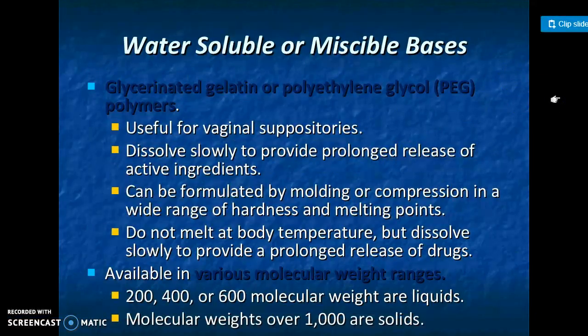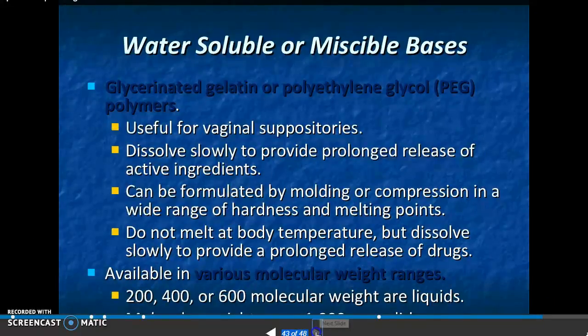Here again, we're talking about water-based, water-soluble or medicinal-based suppositories. You have glycerinated gelatin or polyethylene glycol polymers. They are useful as vaginal suppositories. They dissolve slowly. They can be formulated by molding or compression in a wide range of hardness and melting points. They do not melt at body temperature, but dissolve slowly to provide a prolonged release of the drug. And they have many different molecular weights, which is very important because it depends on the amount of medication the person needs. And so it could be adjusted for that particular individual.